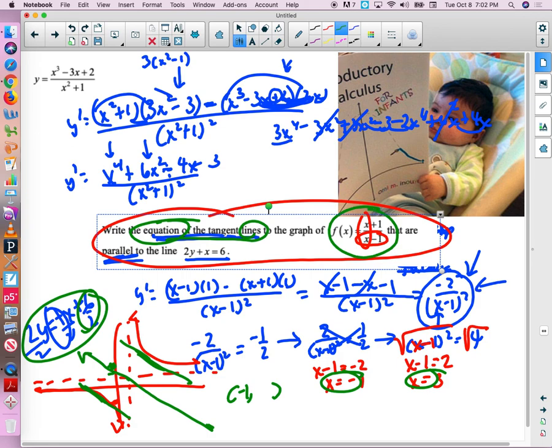But if you fill in -1, you get 0. And I also need to fill in 3. And when I fill in 3, I get 4/2. So now I can write the equation of the tangent lines because there's two of them that are parallel. So I'm going to say y minus y1 equals m times x minus x1. Our slope had to be -1/2. So that's one of them.